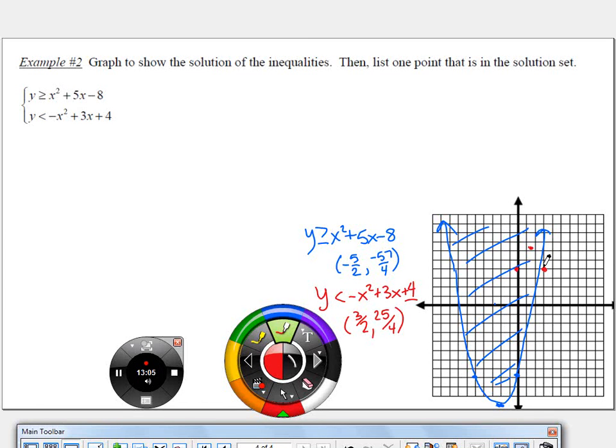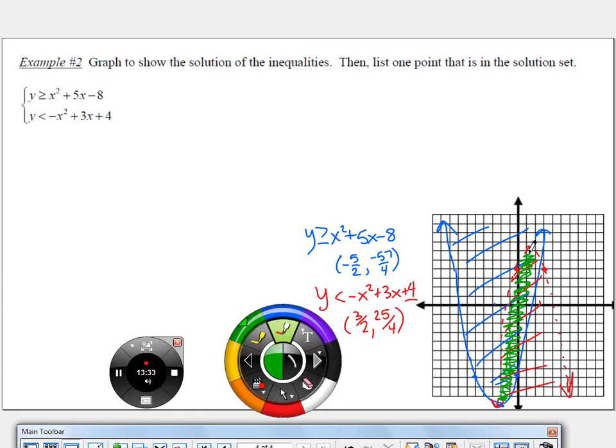And my boundary will be dashed instead of solid because the equation does not say it could be equal to. Again, I could test 0, 0 as a point, and it works again. So the shading for this equation is down here. So the solution set that we're really looking at is right where the shading overlaps, which is all of this part right here.